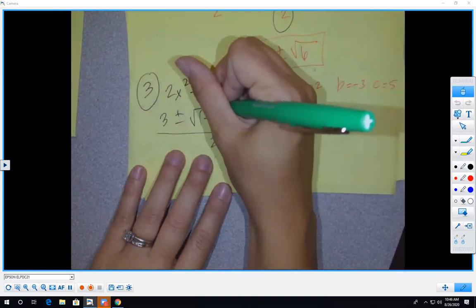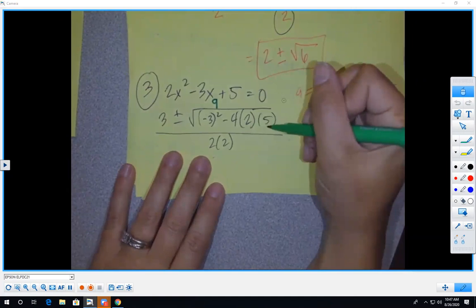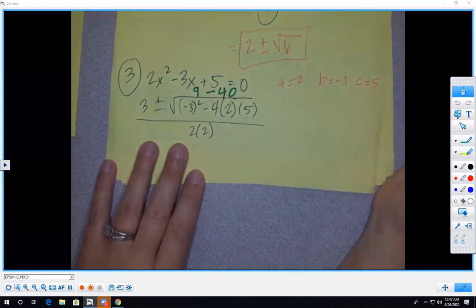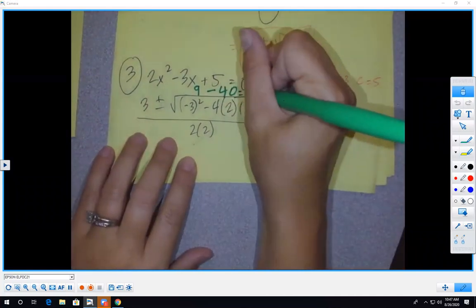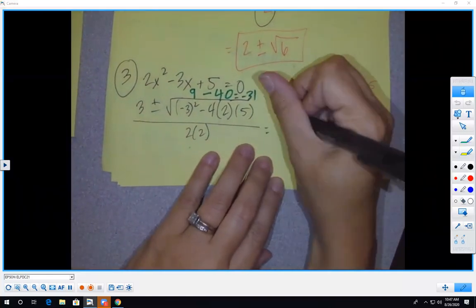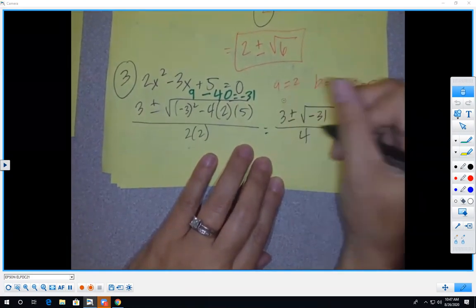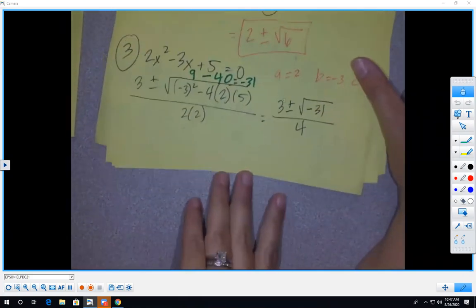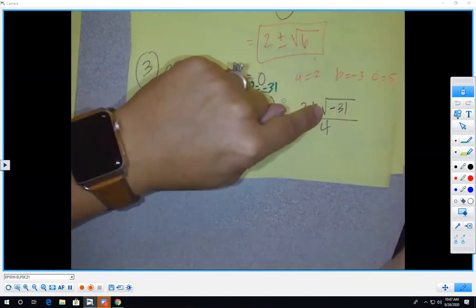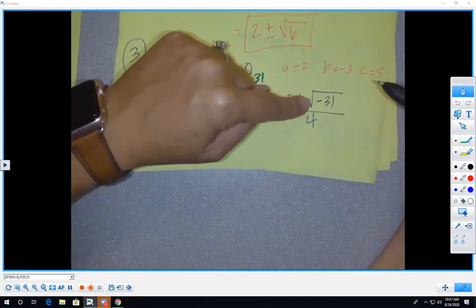Okay, so -3 squared is +9. -4 times 2 times 5 is -40. So what is 9 minus 40? -31. Okay, so this becomes 3 plus or minus the square root of -31, all divided by 2 times 2 is 4. So this is situation number 3. Can I take the square root of that? No. It's similar to the one above it, but what's different this time? It's a negative.